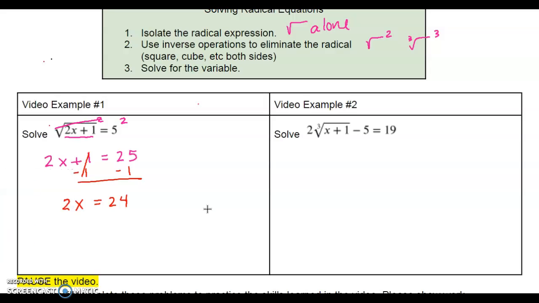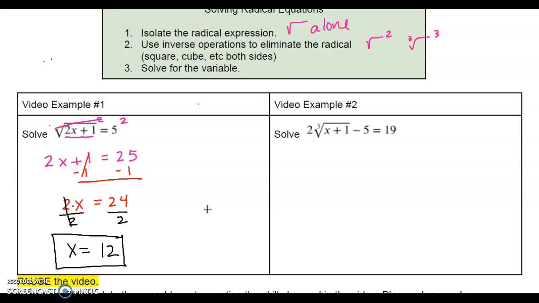Now, what's really happening is 2x means 2 times x. So if we want to get x alone, we need to move the 2. So since that's being multiplied, we want to divide by 2. So x equals 12, okay?